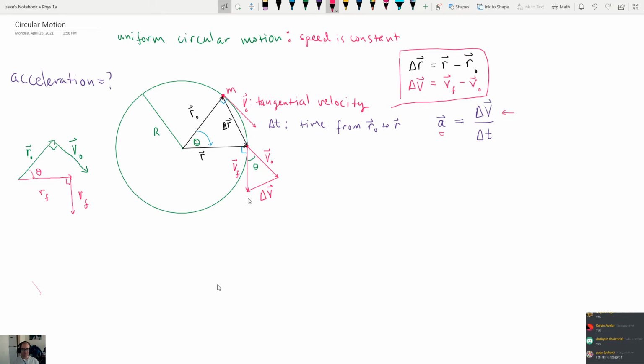Now, the next thing we can do is start to say that we have a special type of triangle here. Let's look at the black triangle first, the one made of the radii. What type of triangle is this going to be? It's not a right triangle. What type of triangle is this? It's an isosceles triangle, that's right. So r and r initial have the same magnitude. They're not the same vector, but they have the same magnitude of r.